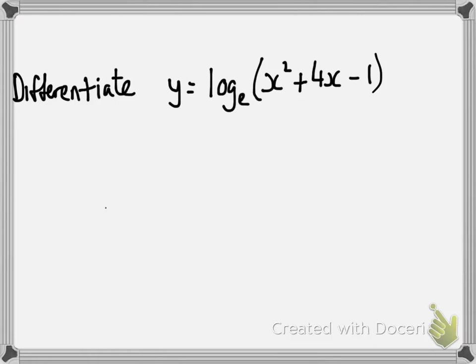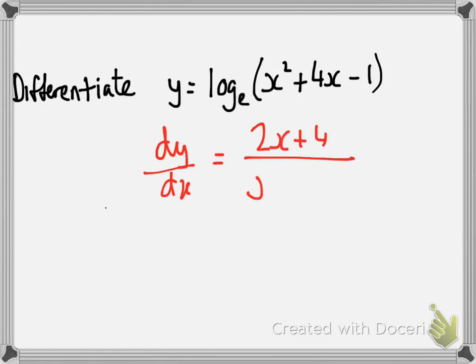Here's one. Log of x squared plus 4x minus 1. So the derivative equals the derivative of the bracket, 2x plus 4, over the bracket, x squared plus 4x minus 1. Good work, easy. Got that? Are we going too fast?